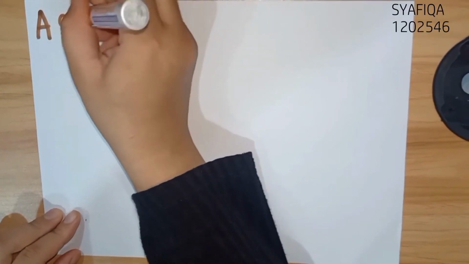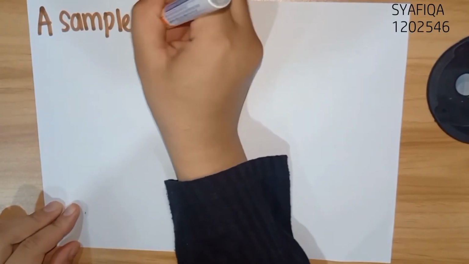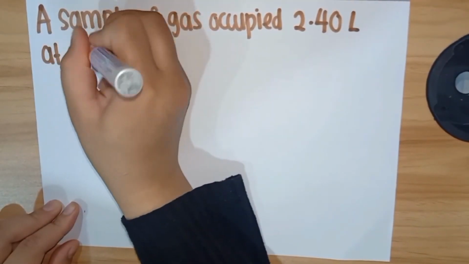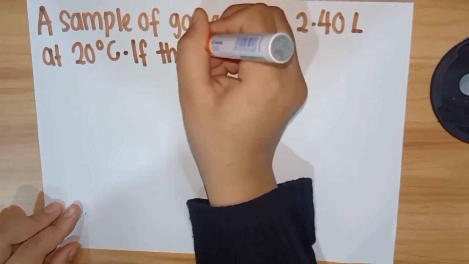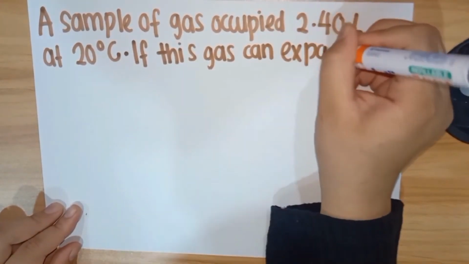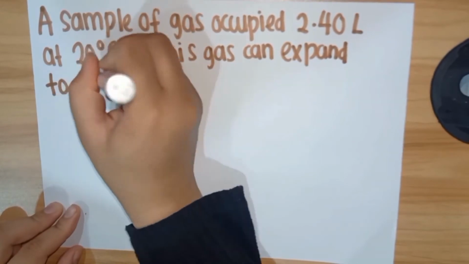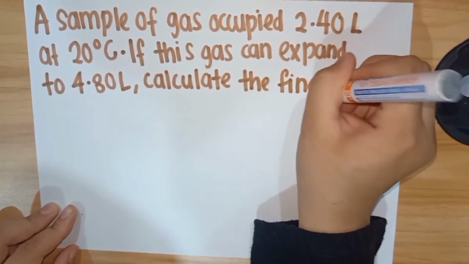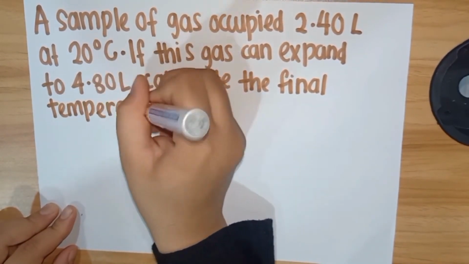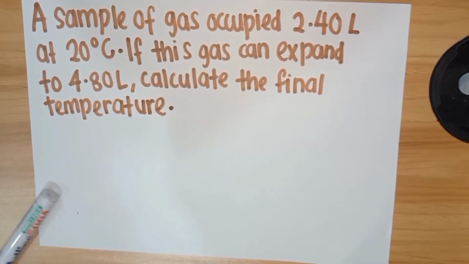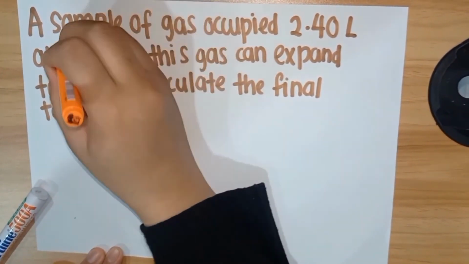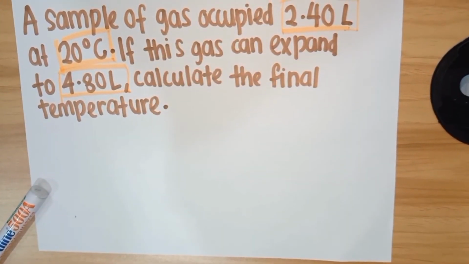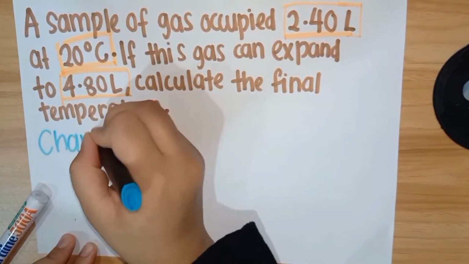Now let us look at an example of rearranging the equation. The question: a sample of gas occupied 2.4 liter at 20 degrees Celsius. If this gas expands to 4.8 liter, calculate the final temperature. From the question, we get the initial temperature, initial volume, and final volume. We need to find the final temperature. We can use the Charles' law equation.